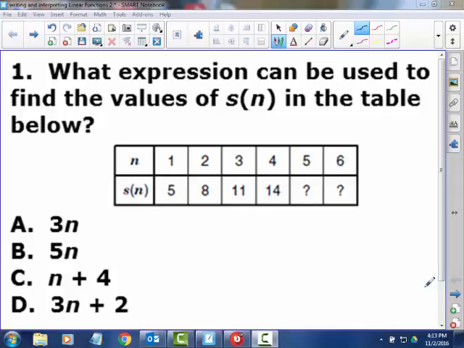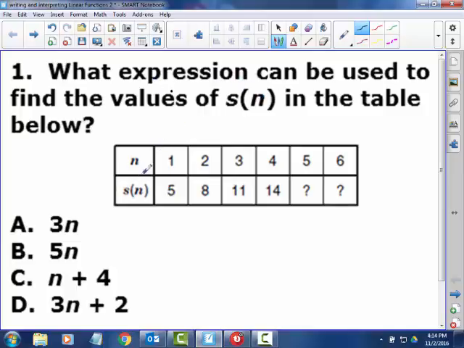Right, so we're looking at writing and interpreting linear functions 2 notes. And what we want to do on this is we're just going to work on answering questions, pulling strategies together. Okay, so the notes are just some examples of what could show up on your worksheet and then later on your test. So what expression can be used to find the values of S of n in the table below?